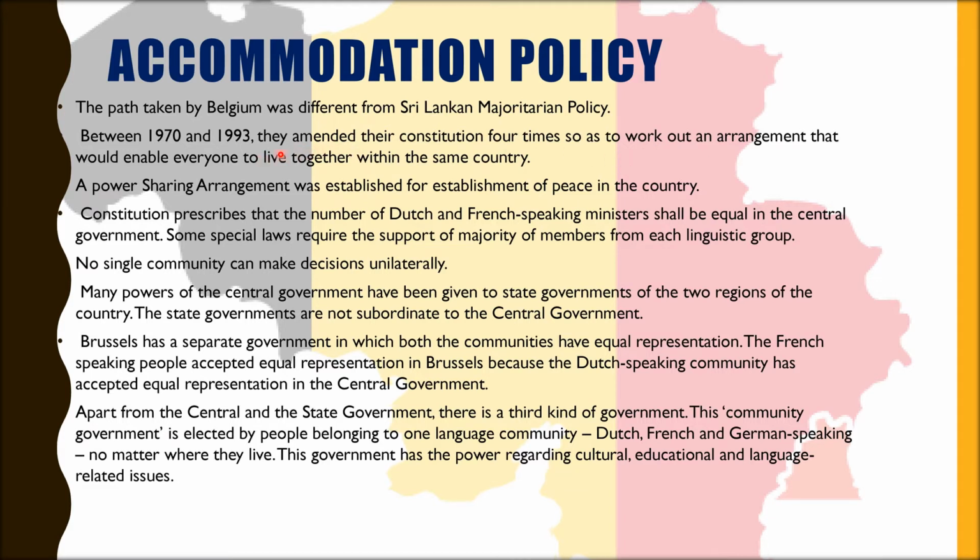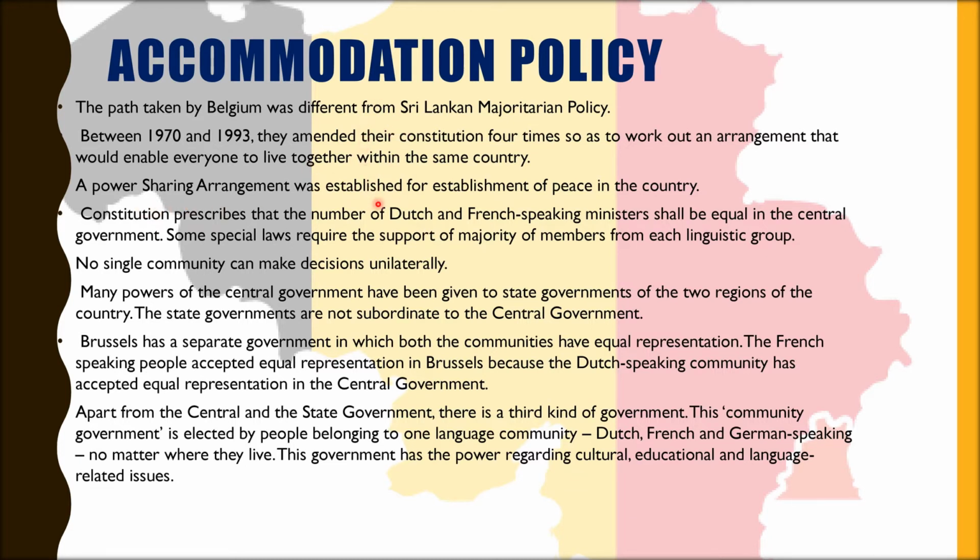Do you guys know what amendment means? Amendment means the correction of the constitution. So this means Belgian people have amended their constitution four times. That is, they have corrected the constitution four times so that it works out for all the people throughout the country.